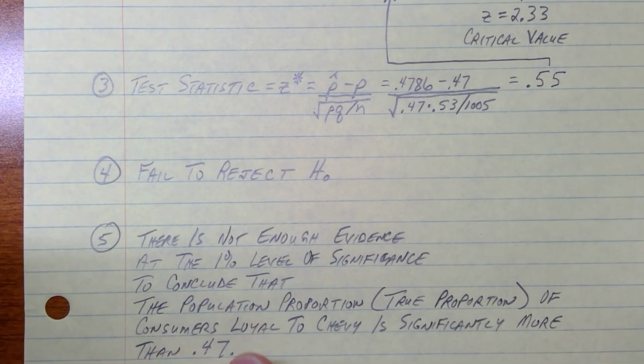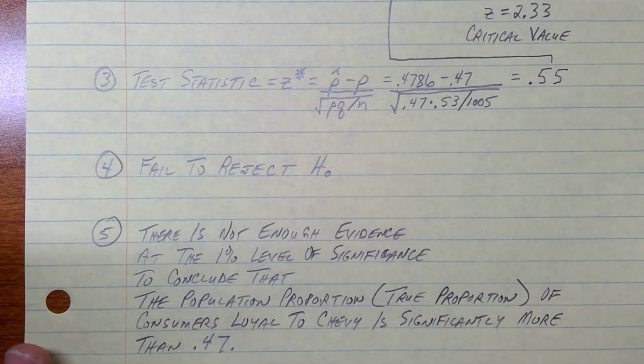So then number 5 is just basically kind of explain it to Grandma. All right, Grandma doesn't know what all this stuff means. And you're just going to tell Grandma in English, there is not enough evidence. All right, we failed. We didn't gather enough evidence at the 1% level of significance to conclude that. And then after the word that, you just basically restate your challenge. So I'm basically saying I did not have enough evidence to back up my challenge.